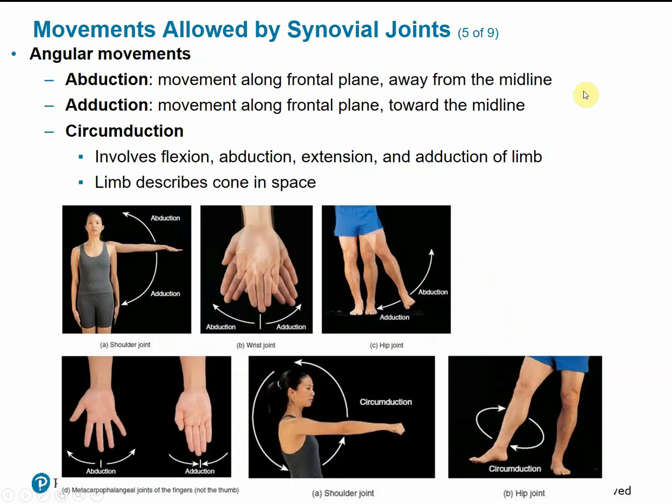Other angular movements include abduction, which is movement away from the midline. Right, so if someone's been kidnapped, they've been abducted, they've been taken away. So abduction is moving away from the midline. Adduction is moving toward the midline. So we're bringing the body parts together, we're adding them, and moving back toward that midline. Circumduction involves a combination of flexion, abduction, extension, and adduction. So it's essentially moving your limb, your arm, or your leg in small circles.